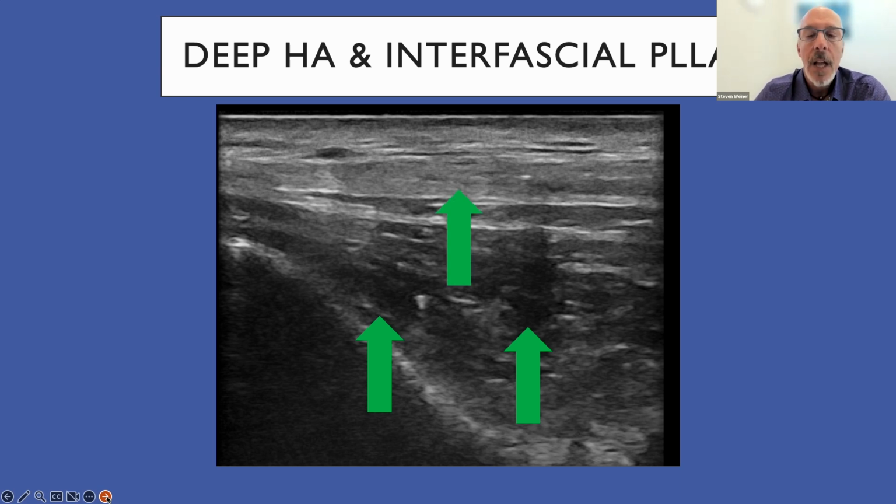And then I injected Sculptra in the interfascial plane, and you can see that it's separating. This is that superficial fascia, temporal fascia, and this is a superficial layer of the deep temporal fascia. This is that intermediate temporal fat. But look what's over here. That's that anterior branch of the superficial temporal artery. And you see that it's in that superficial fascia, superficial temporal fascia, just as I described earlier.